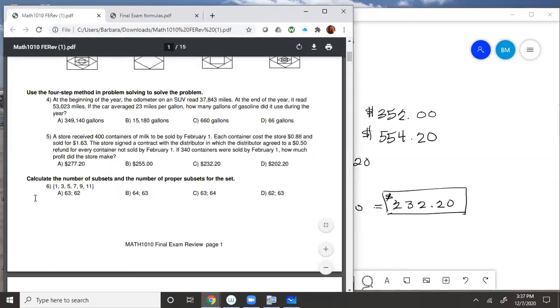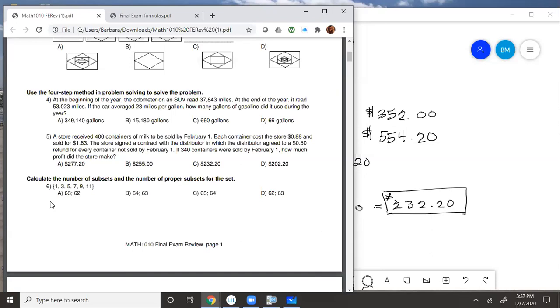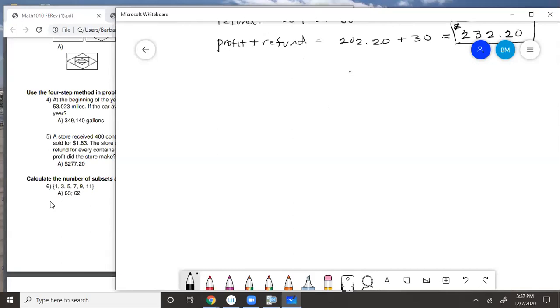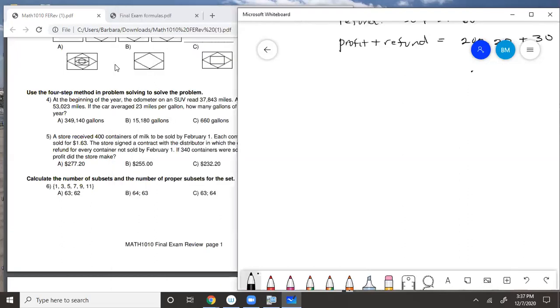All right, the next number, number 6: calculate the number of subsets and the number of proper subsets for the set. All right, we have a formula for this. Do you recall the formula? Of course not. Oh, that's okay.